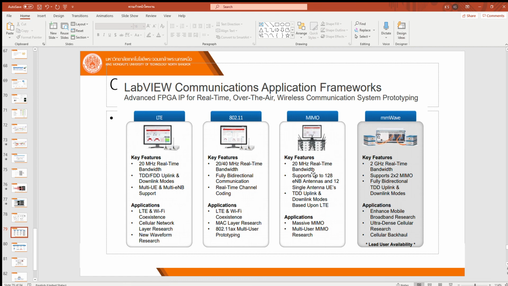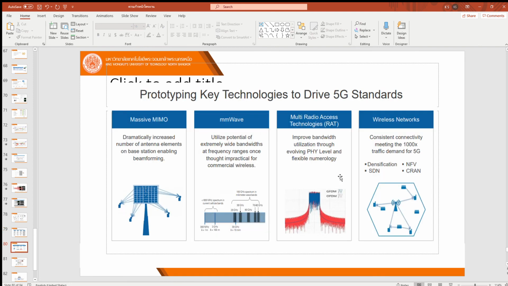And this is the application of the SDR. For mmWave, you can use 2 GHz real-time bandwidth. For MIMO, we need at least 20 MHz real-time bandwidth. And for 802.11 or wireless LAN, you need 20 or 40 MHz real-time bandwidth. And for LTE, you need 20 MHz bandwidth. If you remember correctly, for 5G they're going to use 100 MHz. So that means you need a very high-end or mmWave device to prove the concept, because the bandwidth is very high.